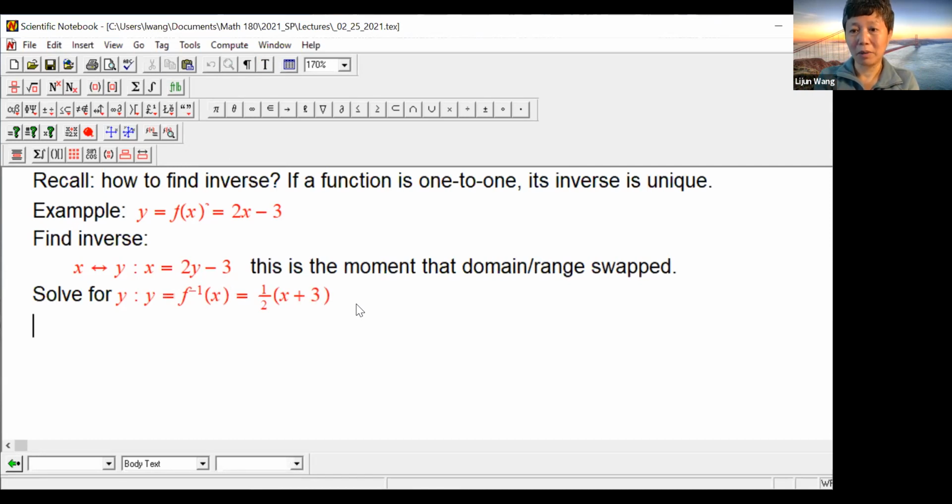What I'm saying is, maybe when you were learning this before, but not all functions have the same thing. So therefore, we have to consider the swapping of the domain and range.